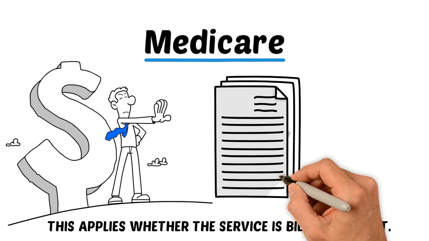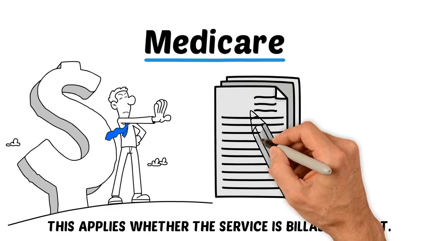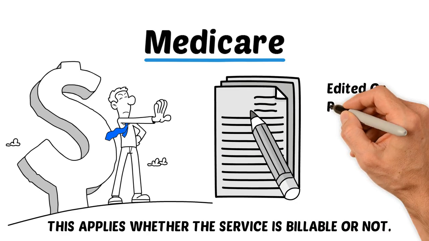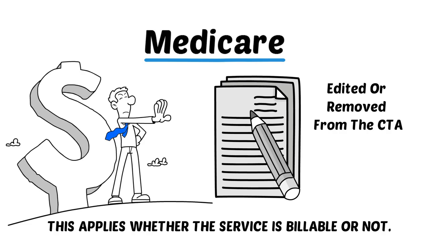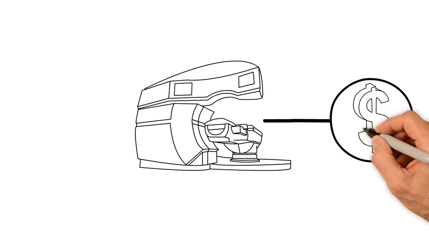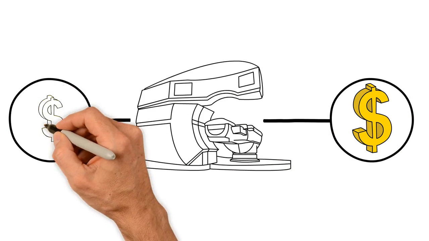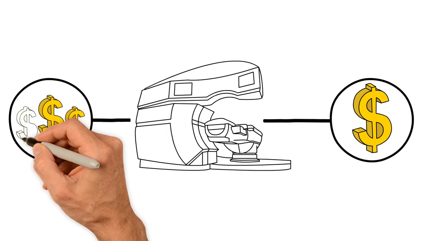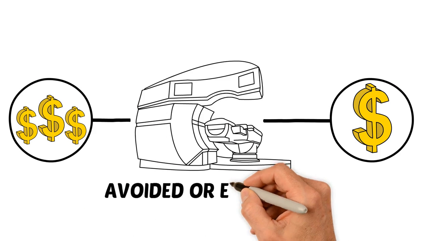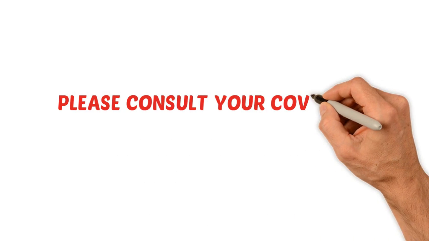If the CTA document has conditional payment language or does not match the PI's budget goals, the language will need to be edited or removed from the CTA. Conditional payment language is when an item or service may have two different billing determinations. This language should be avoided or eliminated so items or services can be billed correctly. Please consult your coverage analyst for any questions.